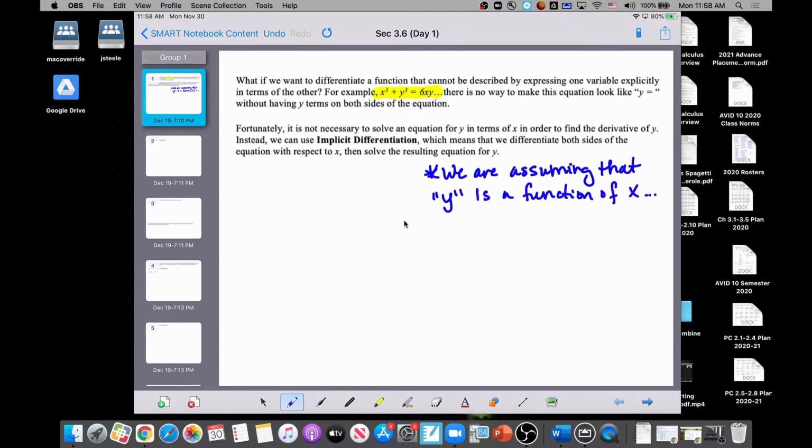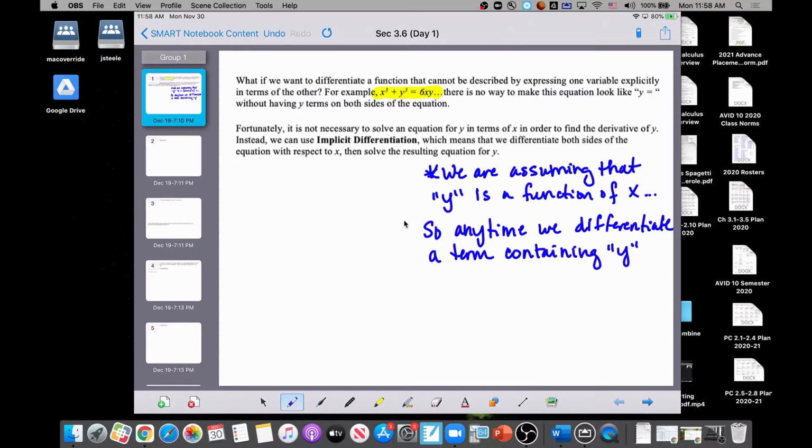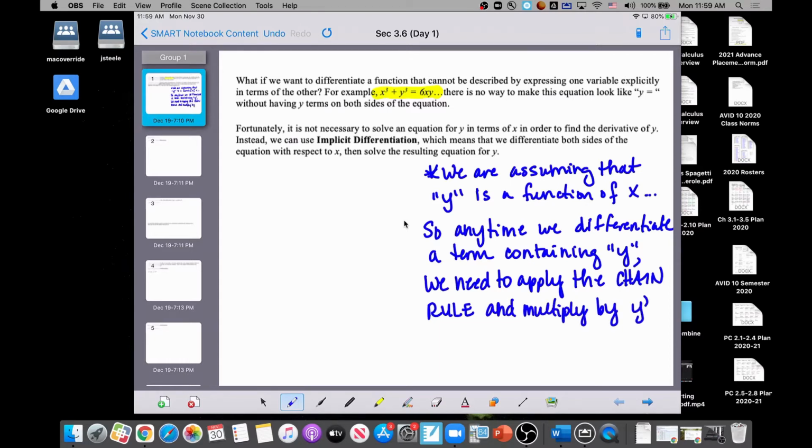Okay, so when we do our differentiation and we have a term with y, anytime we differentiate a term containing y, we have to apply the chain rule and multiply by y prime or dy dx, the derivative of y with respect to x.